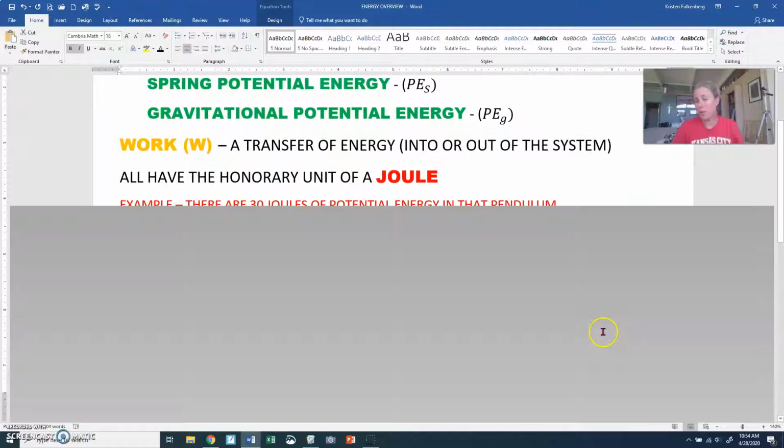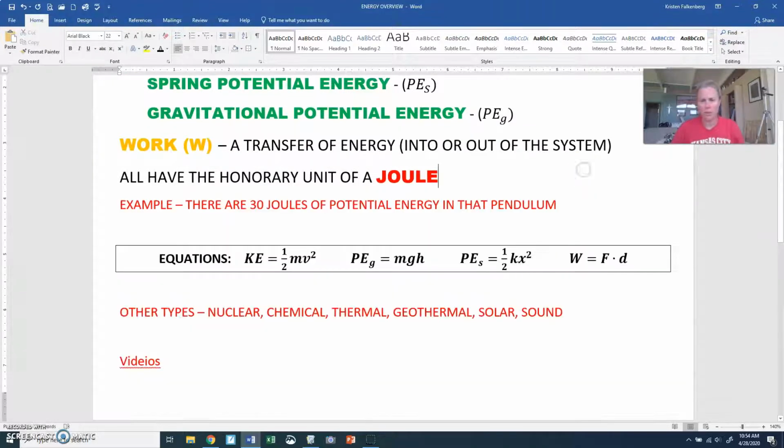There were other types of energies. Other types: nuclear, chemical, thermal, geothermal, solar, sound. Those are all different types of energies, actually different studies, different industries and engineering fields that all explore the energy related to nuclear, chemical, thermal, geothermal, solar, and sound. So pretty cool.